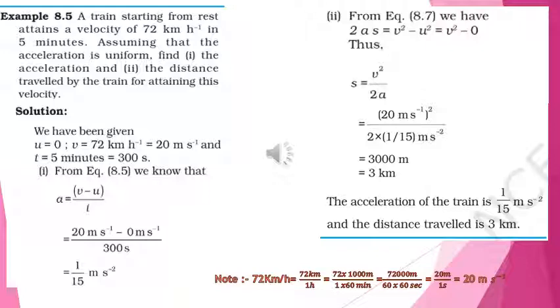And 3000 meter means what? 3 kilometer. And therefore the acceleration of the train is 1 upon 15 meter per second square, and the distance traveled is 3 kilometer.